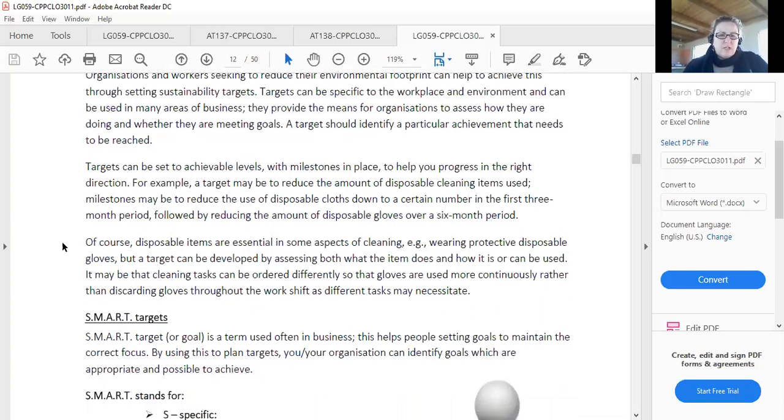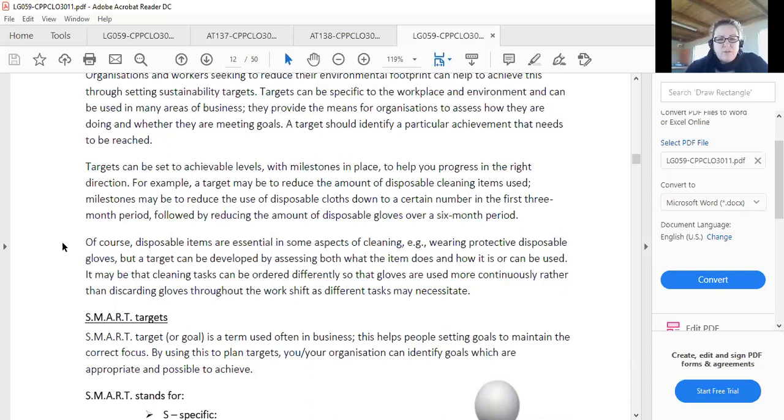Targets can be set at achievable levels with milestones in place to help you progress in the right direction. For example, a target may be to reduce the amount of disposable cleaning items that you use. The milestone introduced can be to reduce the disposable cloths down to a certain number in the first 3-month period, followed by reducing more over a 6-month period.